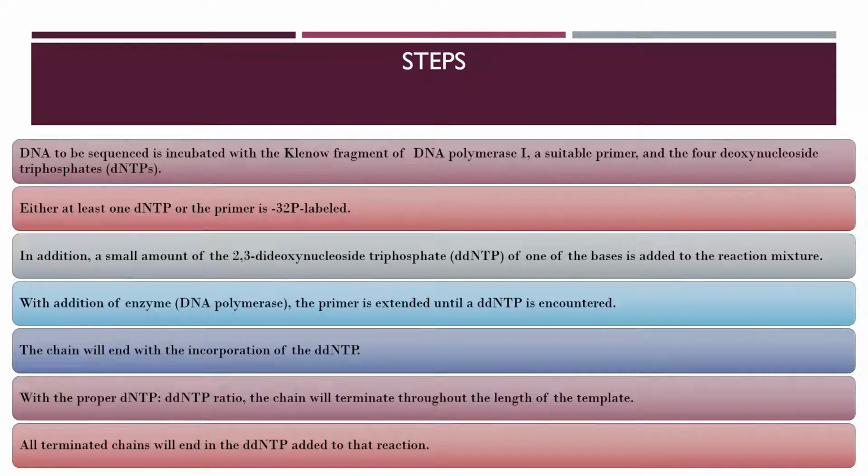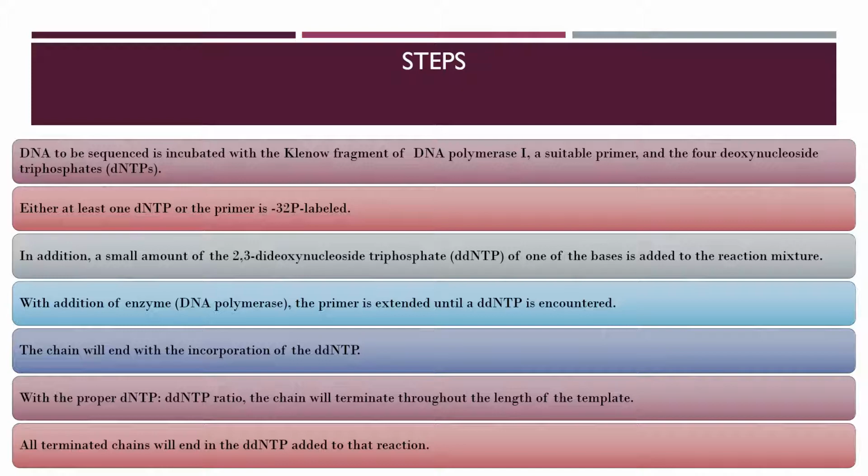So now that we know the basic concept of Sanger sequencing, let us discuss the steps one by one. The DNA to be sequenced is incubated with the Klenow fragment of DNA polymerase I, a suitable primer, and the 4 deoxynucleoside triphosphates. Either at least one dNTP or the primer is 32P labeled. In addition, a small amount of the 2',3'-dideoxynucleoside triphosphates, or ddNTPs, of one of the bases is added to each one of the reaction mixtures.